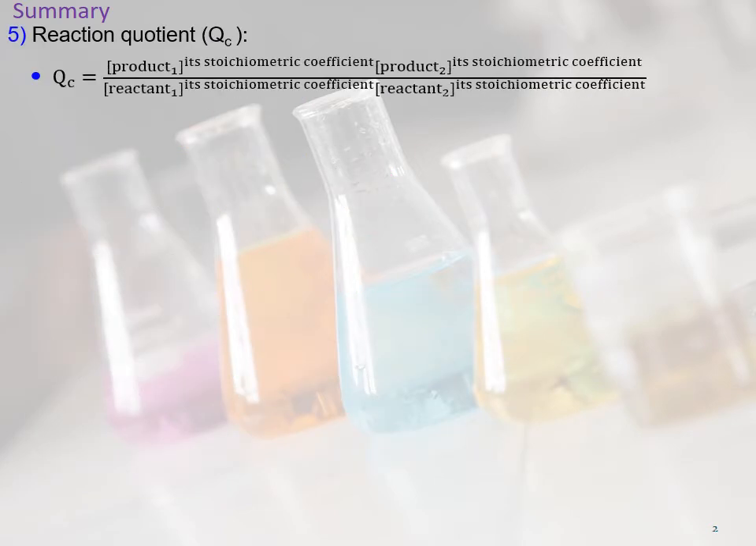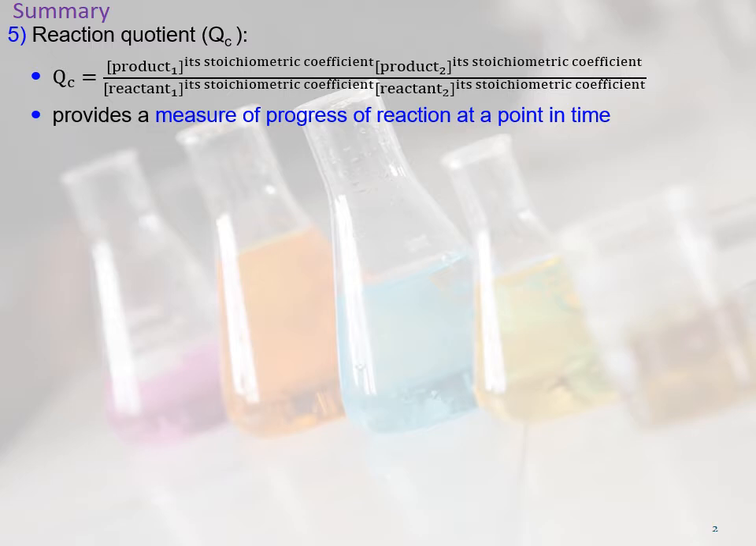The reaction quotient Qc is a fraction. In the numerator, product concentration is raised to its stoichiometric coefficient and multiplied by all other product concentrations raised to their stoichiometric coefficients. In the denominator, reactant concentration is raised to its stoichiometric coefficient and multiplied by all other reactant concentrations raised to their stoichiometric coefficients. Qc provides a measure of progress of reaction at a point in time. It is used to predict the direction of a reaction.